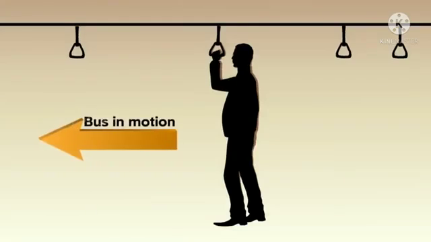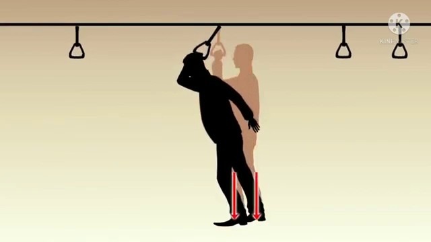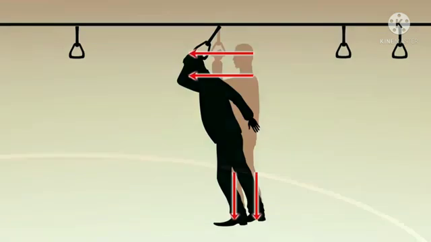When the bus is moving, the whole body of the passenger is in a state of motion. A sudden halt causes the lower part of the passenger's body that is in contact with the bus to come to rest. However, the upper portion of the body remains in the state of motion due to the inertia of motion, causing the passenger to fall forward when the bus stops suddenly.